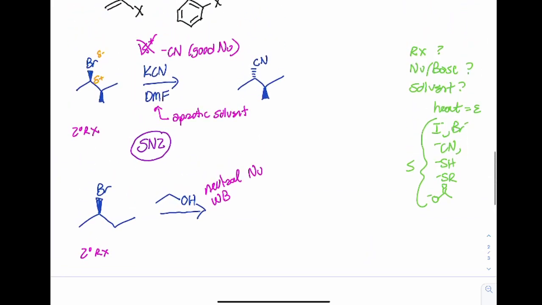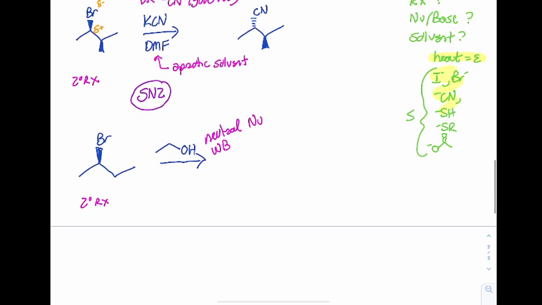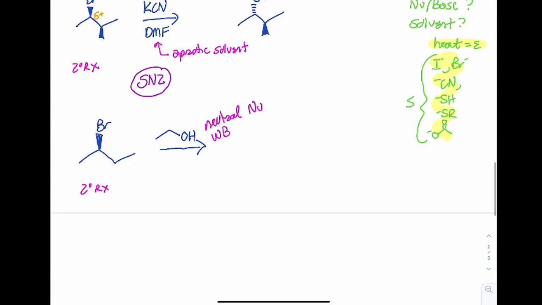I don't have heat, so if I go back up to this, I'm not going to prefer elimination. I don't have one of these, so I'm not going to prefer substitution. So I'm actually going to get both E1 and SN1. So kind of writing some of that down. Not SN2, because not a good nucleophile.